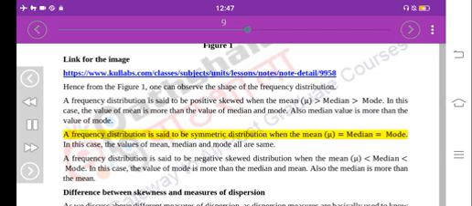A frequency distribution is said to be symmetric when the mean, mu, equals the median equals the mode. In this case, the values of the mean, median and mode are all the same. A frequency distribution is said to be negative skewed when the mean, mu, is less than the median, which is less than the mode. In this case, the value of the mode is more than the median and mean. Also the median is more than the mean.